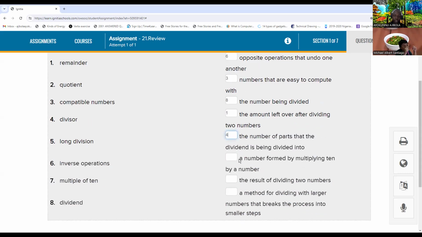A number formed by multiplying 10 by a number is what? A multiple of 10, okay? Which number is a multiple of 10? 7.